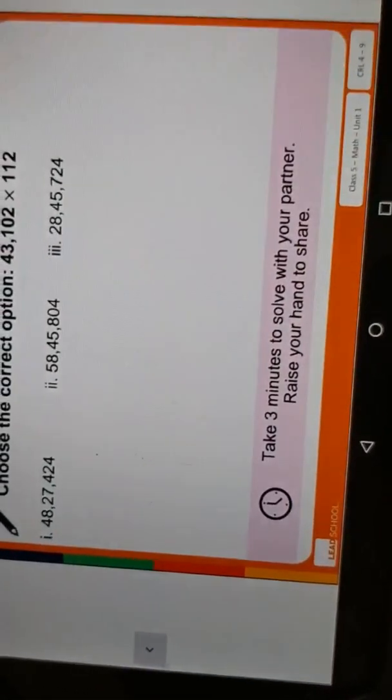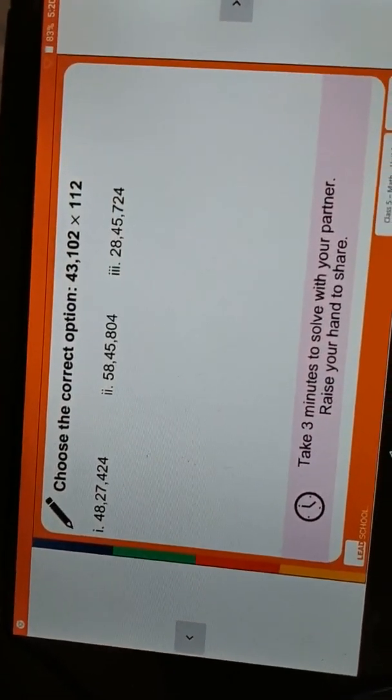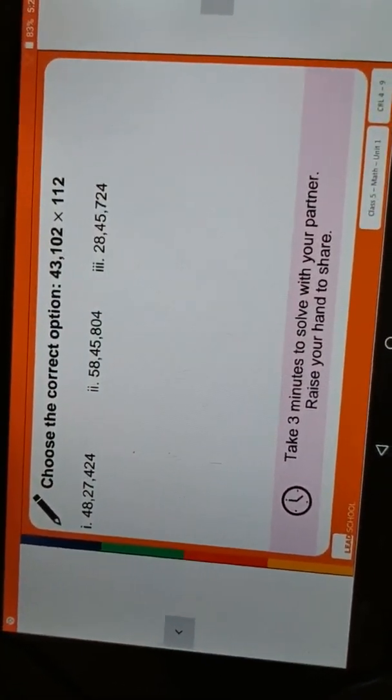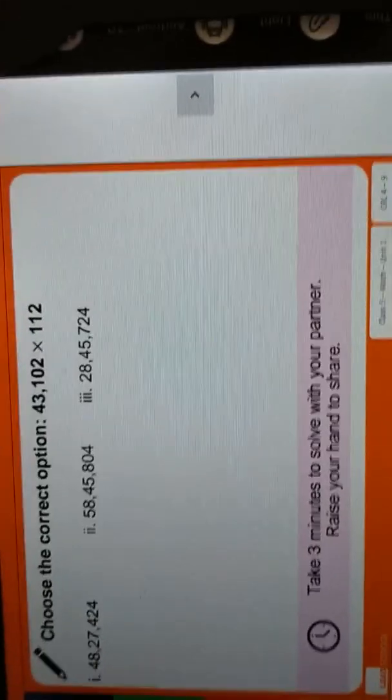Now look at this: 43,102 into 112. Now students, I'll give you 1 minute. You have to complete your work and then we'll check the answer.